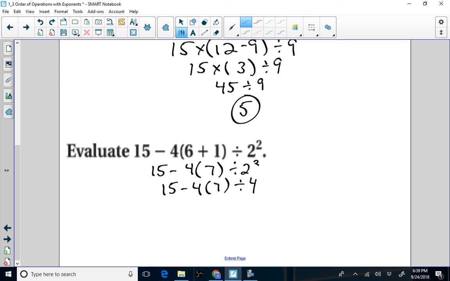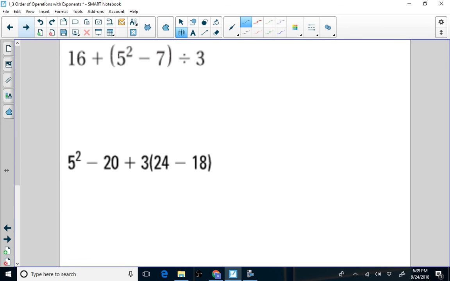Now I do multiplication and division from left to right, so there's my multiplication. So that's 15 minus 28 divided by 4. I do division before I can do subtraction, so that's 15 minus 28 divided by 4 is 7. 15 minus 7 should be 8.